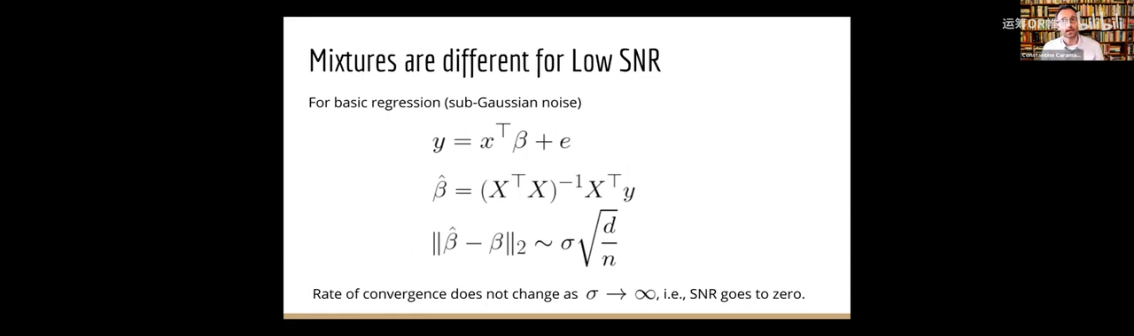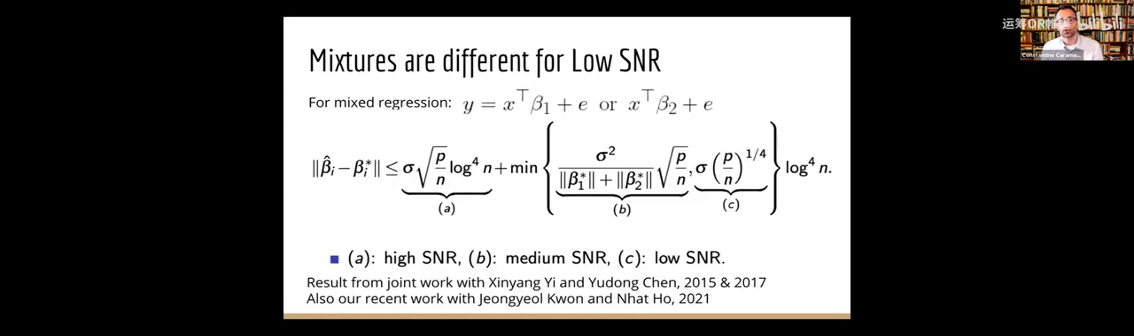This is a phenomenon that actually doesn't happen when we have mixtures in the low SNR case. So already an indication that mixtures are somehow able to manifest some fundamentally different statistical properties. So let me just parse this. I see I've switched P for D here. So P is the dimension.